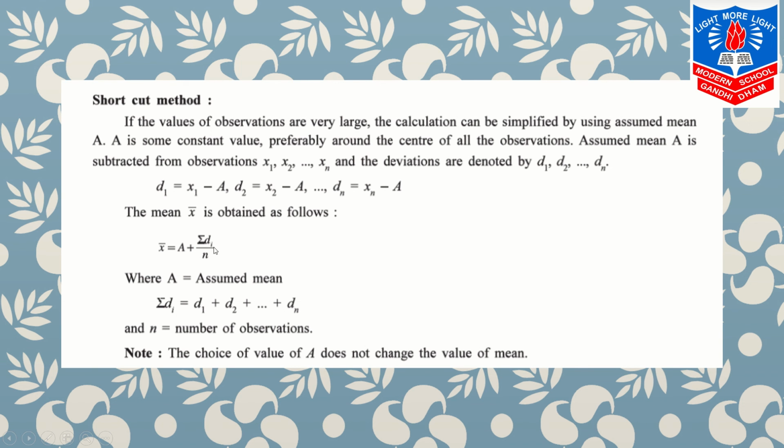Yes, over here sigma di or sigma d, no problem. Where a is assumed mean, sigma di equals d1 plus d2 plus dash dash dash plus dn, and n is number of observations. Now students, note over here, a choice of value of a, that is assumed mean, does not change the value of mean in the answer.